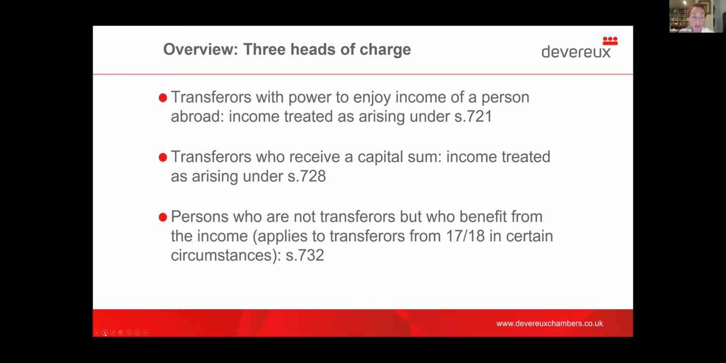This head used to only apply to non-transferors, but from 17/18 onwards, it applies to transferors in certain circumstances, but not where either of the first 2 heads of charge apply or the beneficiary has already been charged to income tax. So those are some key pointers in terms of how the 3 heads of charge operate. And as you will have gathered already, there are certain conditions which have to be met in order for any one of those 3 charges to apply. So I will deal with those now.